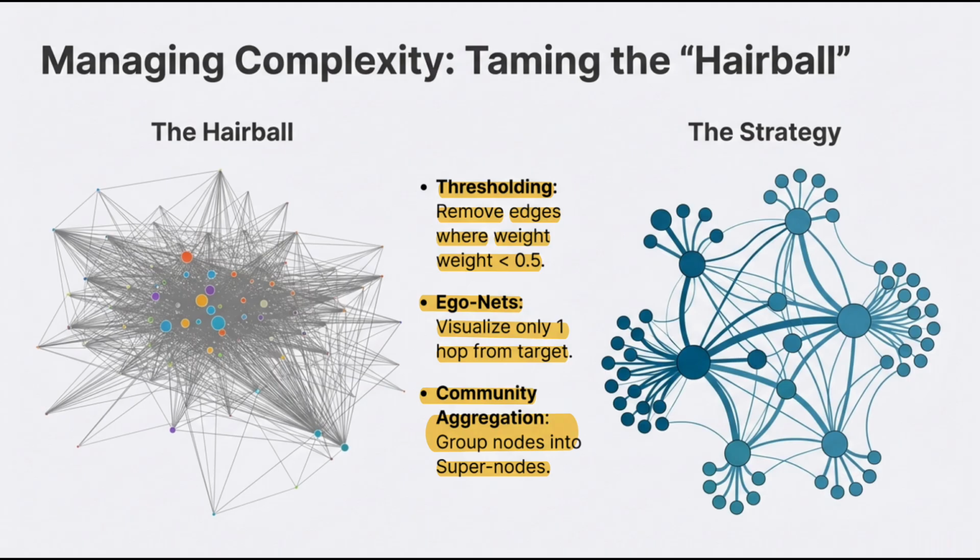The key lesson is that readability requires selective simplification. We are not trying to hide data. We are trying to reveal signal. A raw hairball may contain everything, but because it shows everything at once, it explains almost nothing.